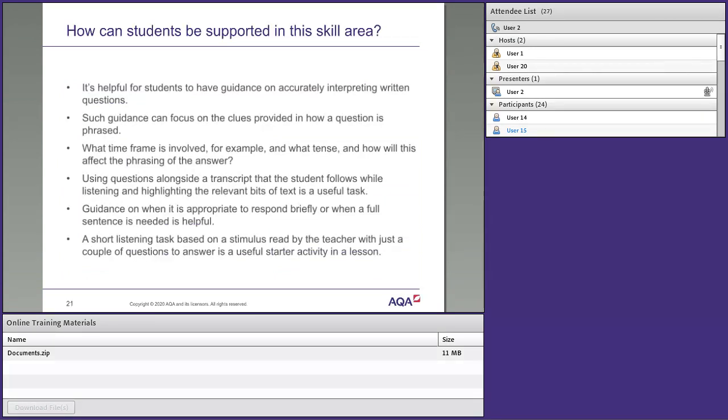So how can we support students in this skill area? It's helpful for students to have guidance on accurately interpreting the written questions. Such guidance can focus on the clues provided in how a question is phrased. So what time frame is involved, what tense, and how will that affect how they have to phrase their answer. Using the questions alongside the transcript that the student follows whilst listening and highlighting the relevant bits of the text is a very useful task.